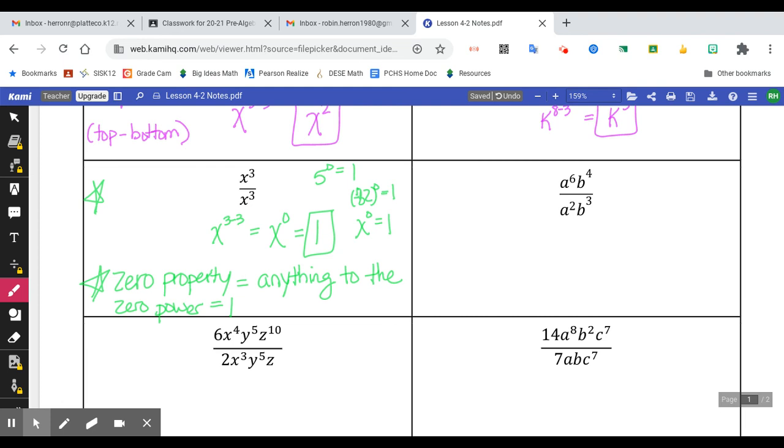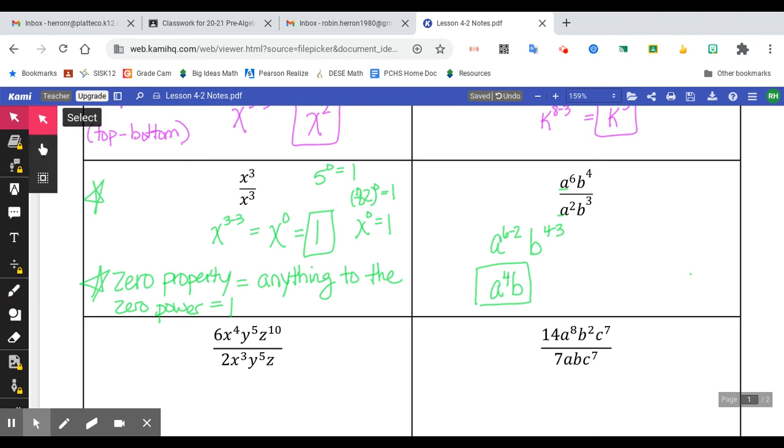Now we've got adding in here another variable. So again, if it's like bases, that's when we actually subtract. So A's and A's go together. I've got a to the 6 minus 2. B's would be b to the 4 minus 3. So 6 minus 2 gives me 4. b is 4 minus 3, which is 1, and we don't need an exponent for the 1, so this would be my answer. A to the 4th b.